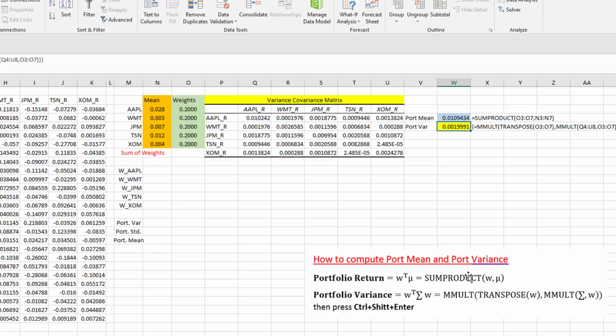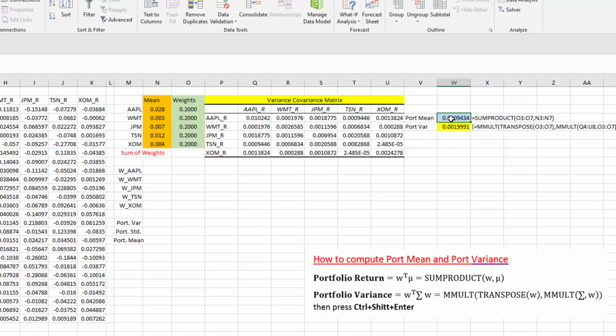In order to use this formula, please make sure that your mean vector and weight vector are like I have here, column vectors. If you put the mean vector and weight vector as row vectors, then this formula gets a little tricky. So I suggest you put the information exactly the way I have put it there.